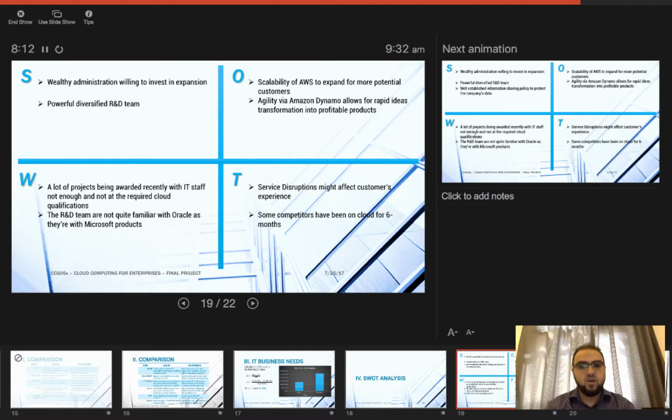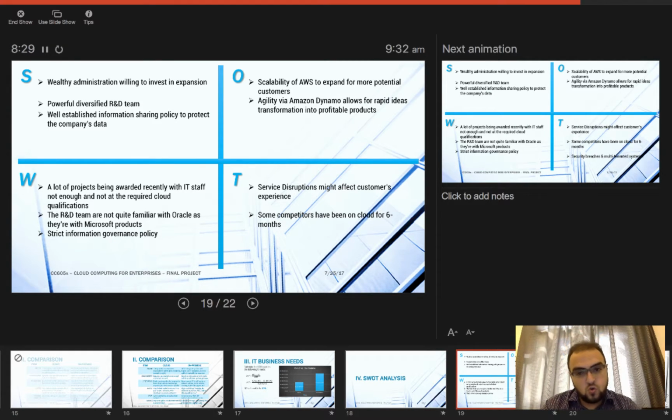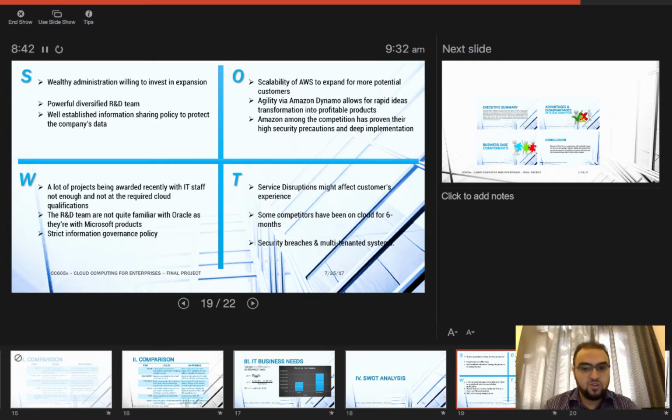Finally, we have a well-established information security policy, or sharing policy, to protect our company's data. It is a very well-established policy, but it is very restricted in information governance. This aligns with the threat of security breaches and multi-tenanted systems, which would be against our company policy. However, on the opportunity level, Amazon, among the competition, has proven its high security precautions and deep implementation of security actions.